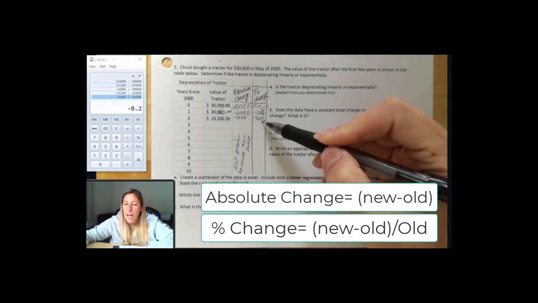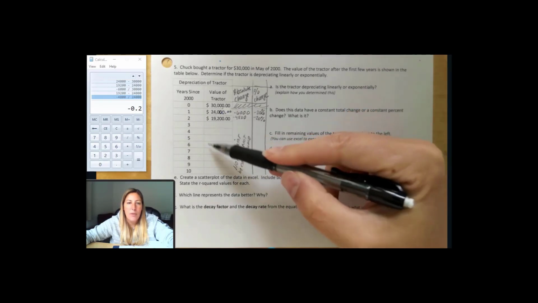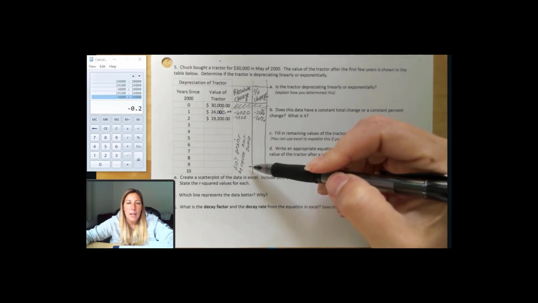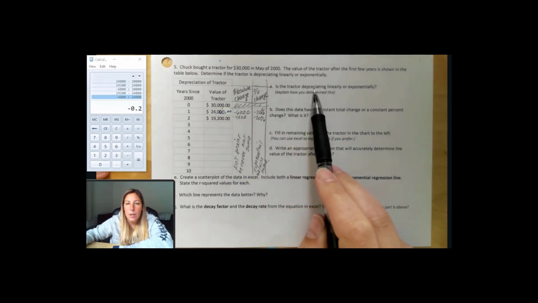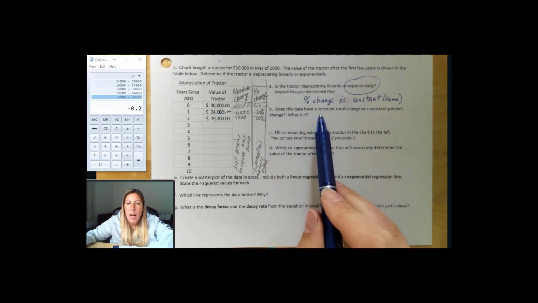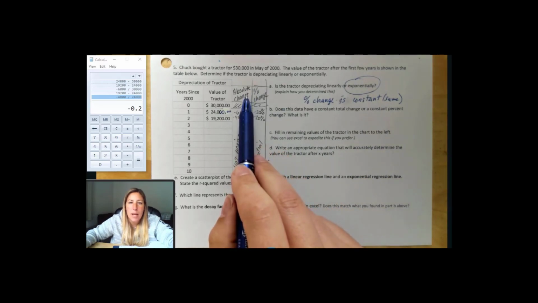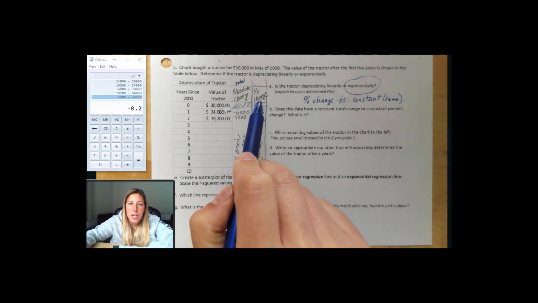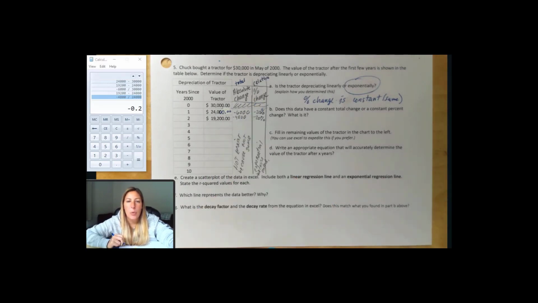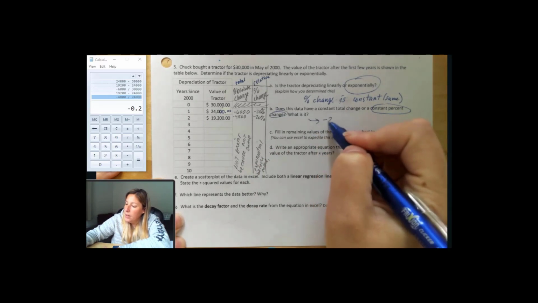Awesome. So we can see that the percent change seems to have a pattern: the percent change is going to be the same all the way down, which makes this function follow the exponential model. So is this tractor depreciating linearly or exponentially? Well, we decided it was exponentially. Why? Because the percent change column was the same. Does this data have a constant total change or a constant percent change? Well, remember, another way of saying absolute is saying total change, and another way of saying percent change is relative change. Don't let all the words confuse you. So does this data have a constant total change or a constant percent change? Well, it has a constant percent change, and that was negative 20%.